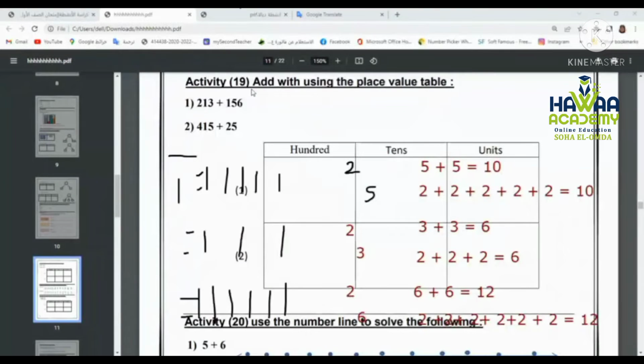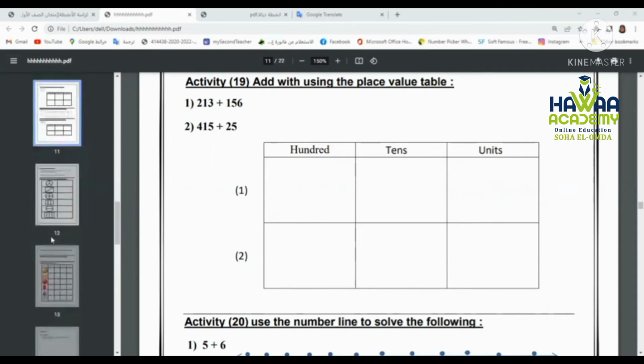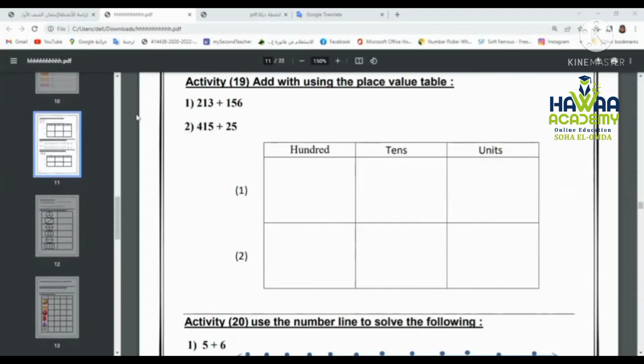Here we're going to have a lot of drawing now. We want to add using the place value table. Here we have 213 plus 156. Yalla, let's make it together.